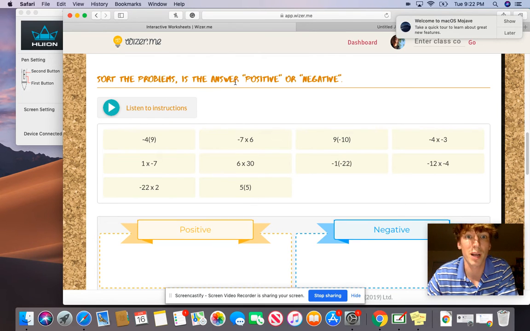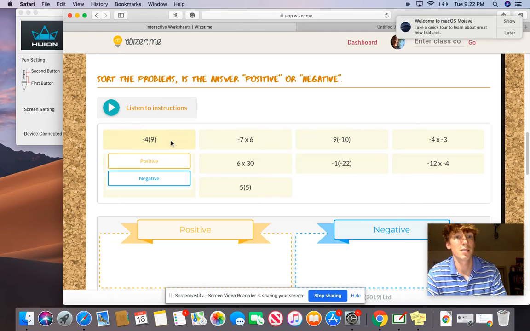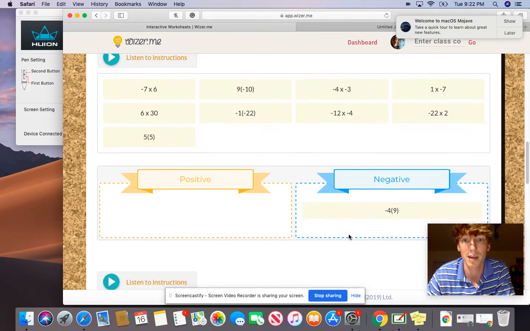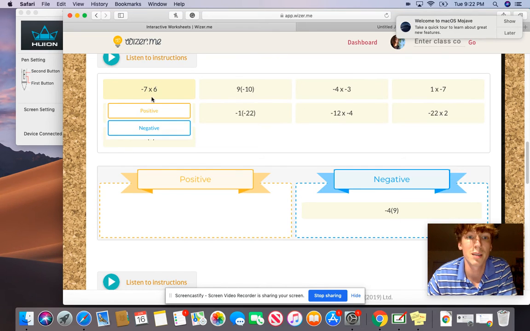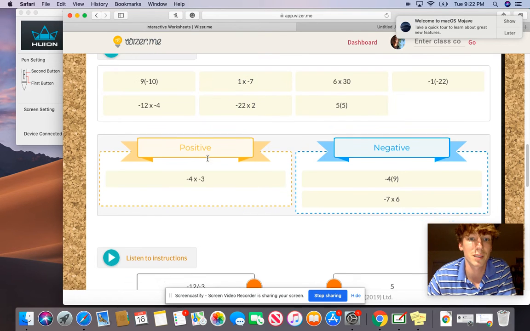This right here says sort the problems. If the answer is positive or negative. Okay, so a negative times a positive. These signs are different, so it's going to be negative, right? So you click on it, go to negative, boom, and it'll slide it right over here into this column. Signs are different right here, so it's going to be positive or negative? Negative. When the signs are the same, positive. Okay.